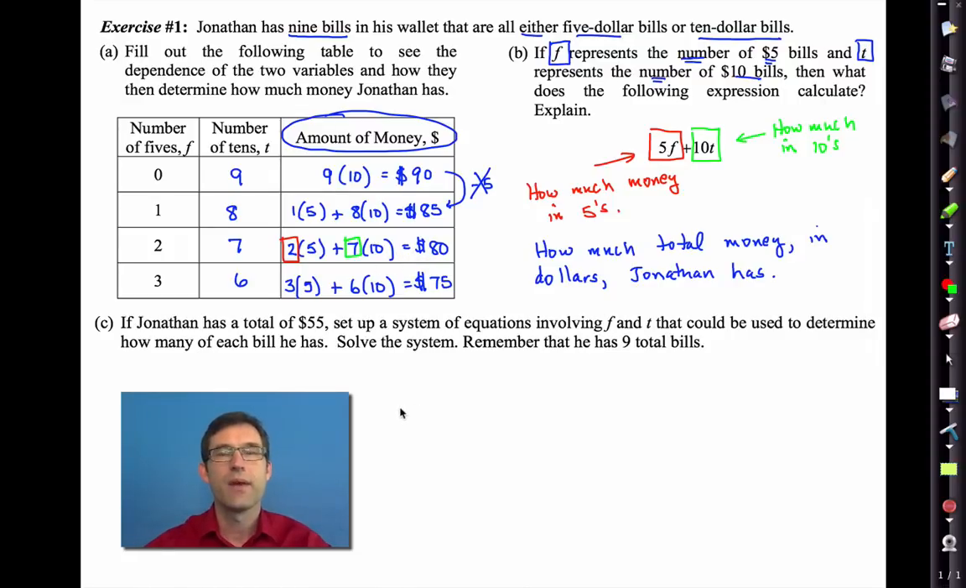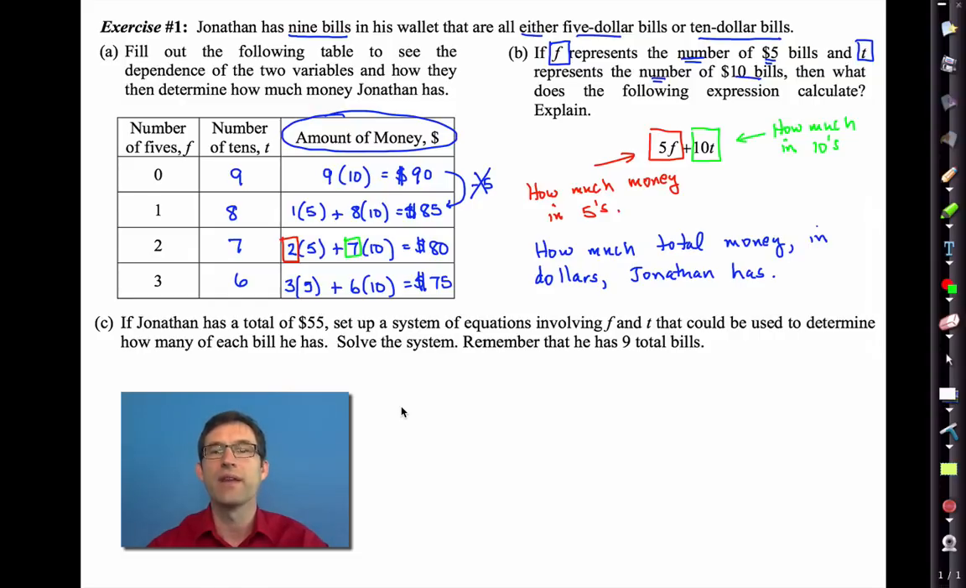Okay? Now, letter C, we're finally going to set up and solve a system of equations. Letter C says, if Jonathan has a total of $55, set up a system of equations involving F and T that could be used to determine how many of each bill he has. Solve the system.